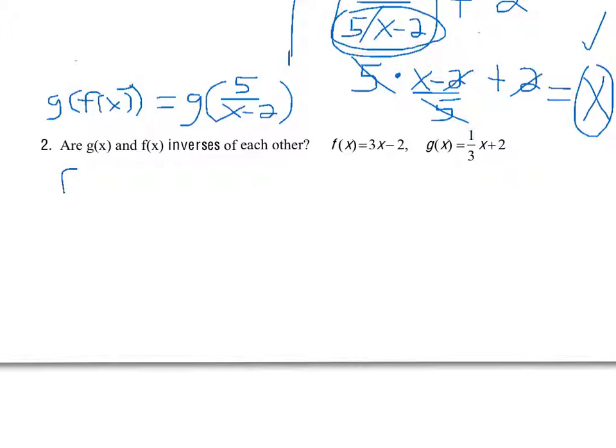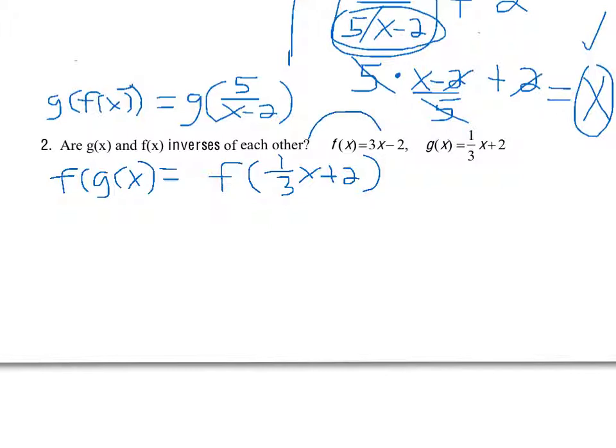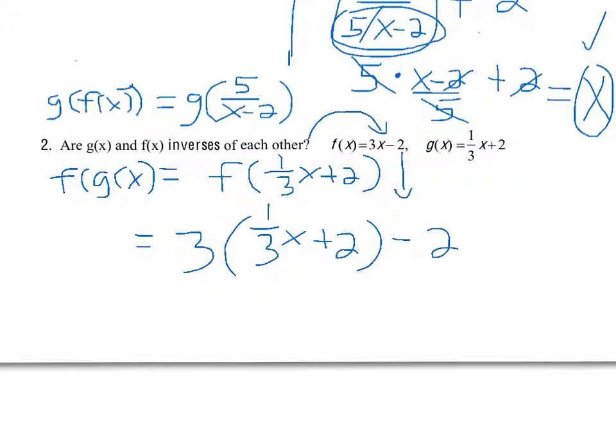Let's do FOG of x. So let's do f of g of x. So we're doing f of 1/3 x plus 2. Okay, let's plug that in. So we're plugging this into this x right here. So this is going to equal 3 times this whole quantity of 1/3 x plus 2. Then this minus 2 I bring down. Let's distribute this 3. 3 times 1/3 x is just x. And then 3 times this 2 is plus 6. I bring down the minus 2.